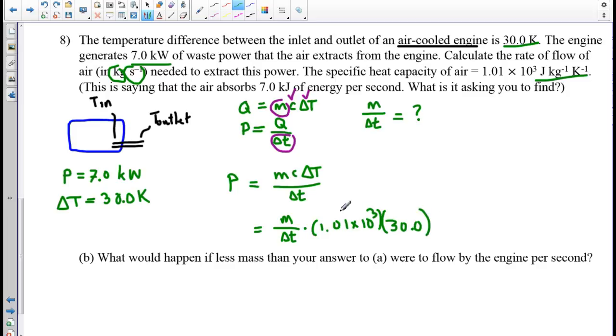Here's the capacity for the air to absorb heat. And the power that the air has to absorb is 7 kilowatts, 7.0 times 10 to the 3. So you solve for m over t. And what do you get? The flow rate in kilograms per second comes to 0.23 kilograms per second.